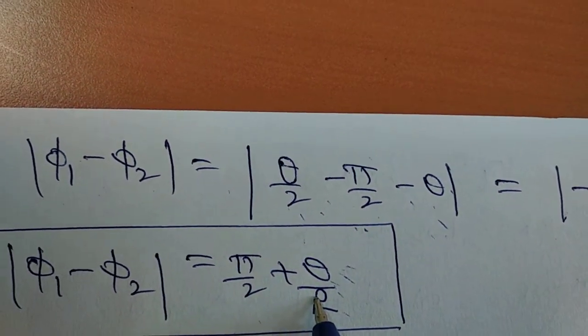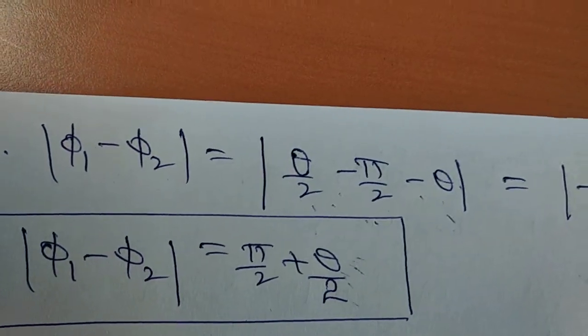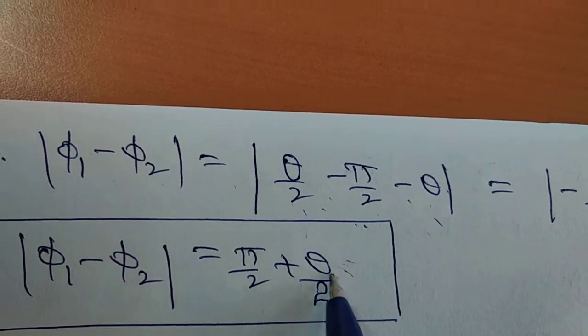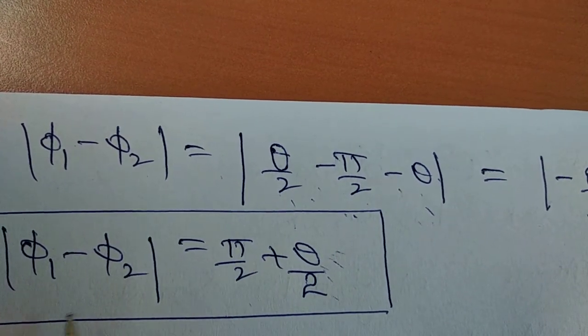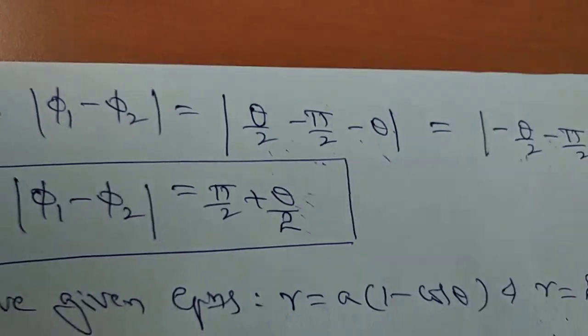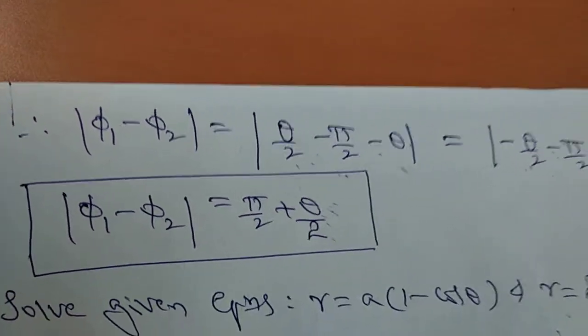So the question is, find the angle between two curves. This is not a final answer because θ is there. You have to remove this θ. How to remove this θ? Because the angle between two curves cannot have θ in it, this is not a final answer. You have to remove the θ terms. How to remove the θ terms?